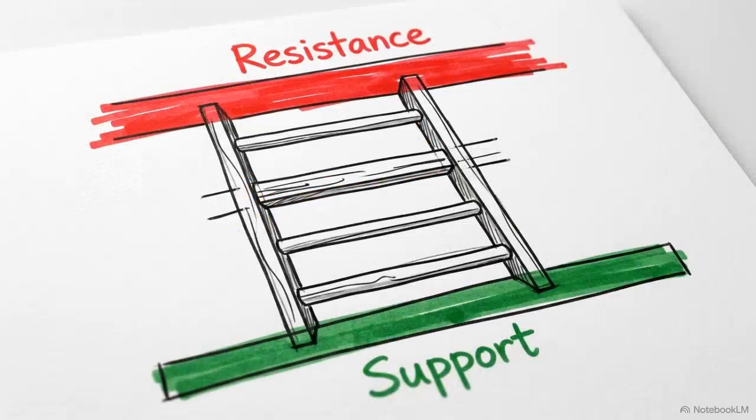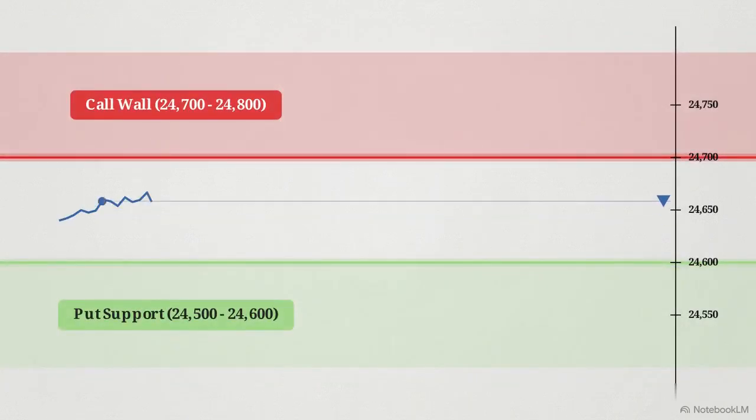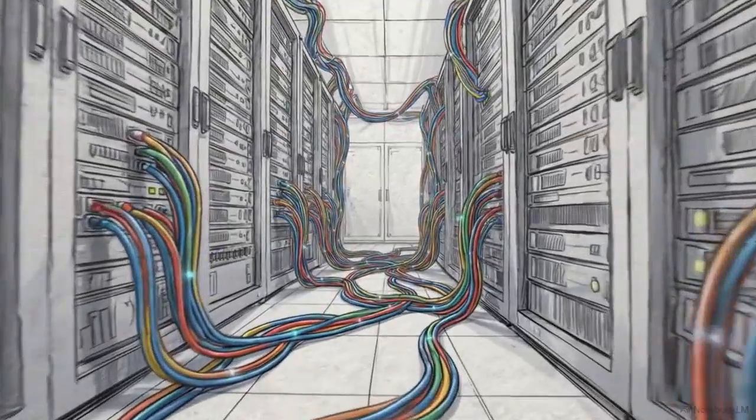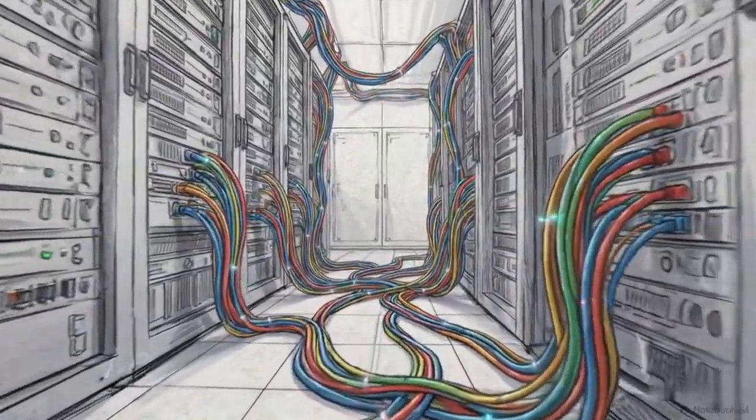Fade bounces near the institutional call wall between 24,700 and 24,800. If the gap down accelerates, watch the 24,500 to 24,600 zone for put defense. While price will certainly fluctuate during the session, these macro levels dictate the true boundaries of the market. Amateur traders react to the color of the closing candle. Professionals trade the structural reality.